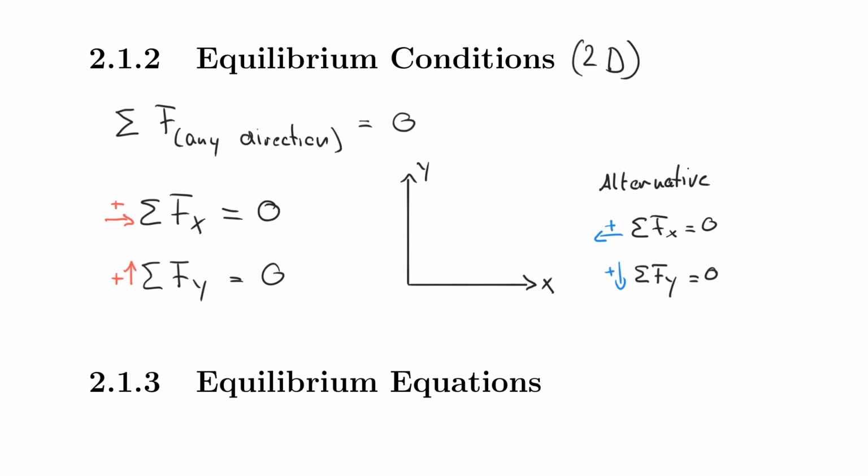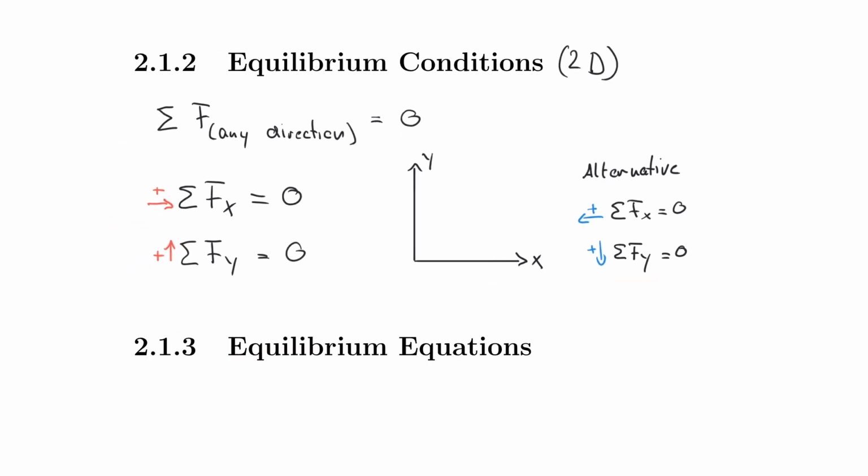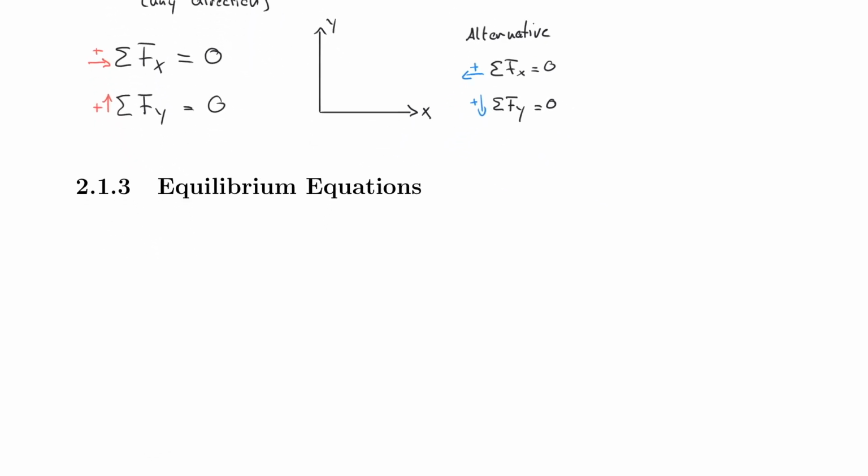So let's not worry about this for now. Just understand that these conditions here are not equivalent to saying that my positive y values in my coordinate systems are upwards and my positive x values are rightwards. That is not what this states. It just states how you're going to use the equilibrium equations. In fact, let's move on to the equilibrium equations now.